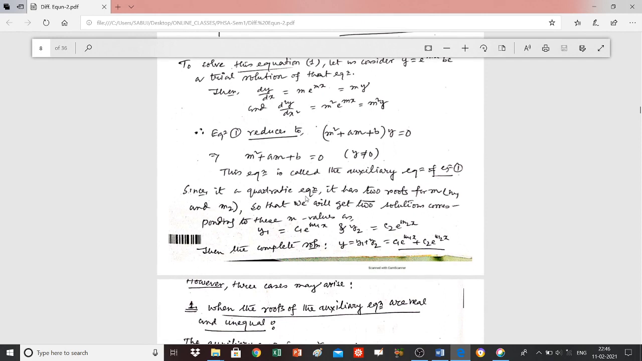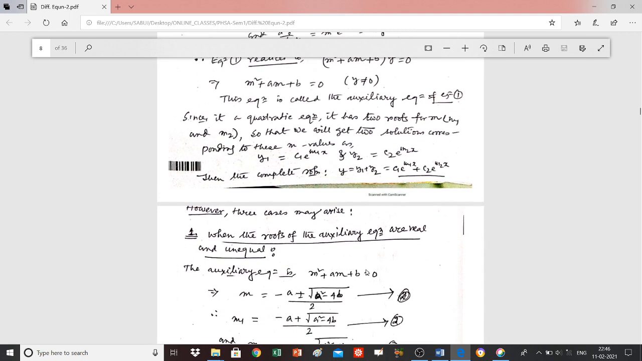Since it is a quadratic equation, we know that it will have two roots. Say these two roots are m1 and m2. Then the two solutions of the given equation will be y1 is equal to c1 e to the power m1x, and y2 is equal to c2 e to the power m2x, where m1 and m2 are the two values of m, and c1 and c2 are two constants. Then the complete solution will be the sum of y1 and y2, that is c1 e to the power m1x plus c2 e to the power m2x.